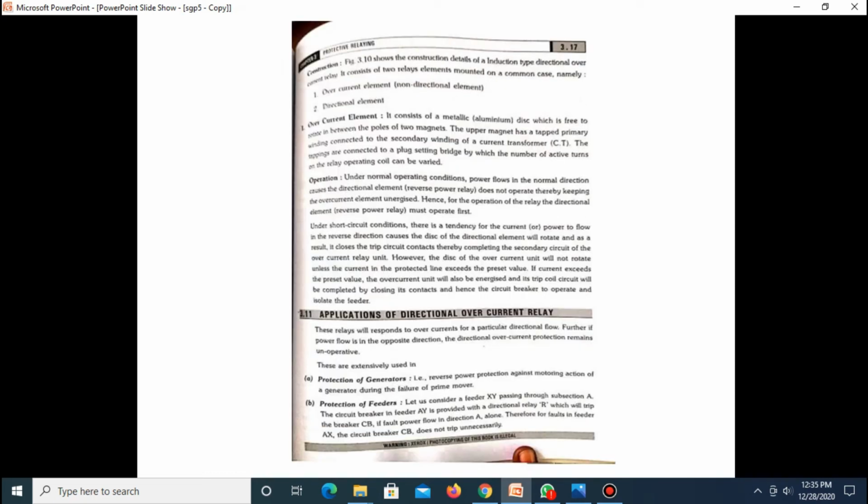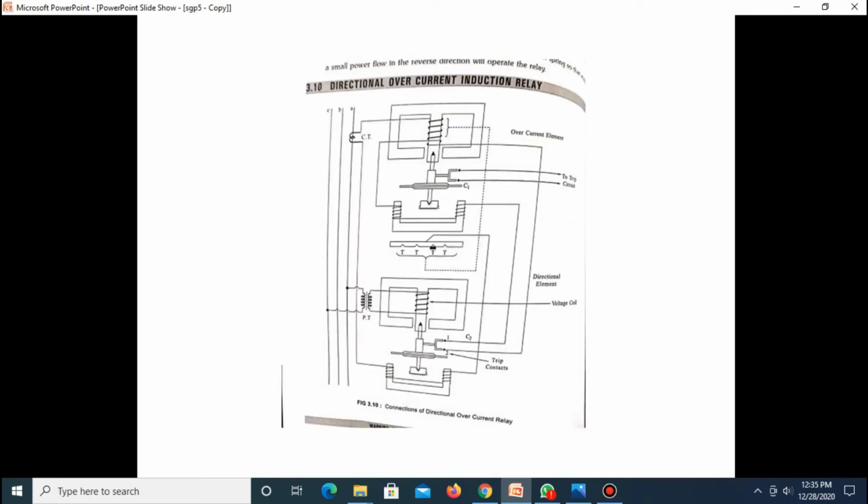The upper magnet is tapped to the primary winding. The secondary winding is connected to the current transformer. The tappings, T1, T2, T3, are provided to the plug setting bridges. The secondary is connected to the current transformer, and the primary is tapped to the winding of the circuit.